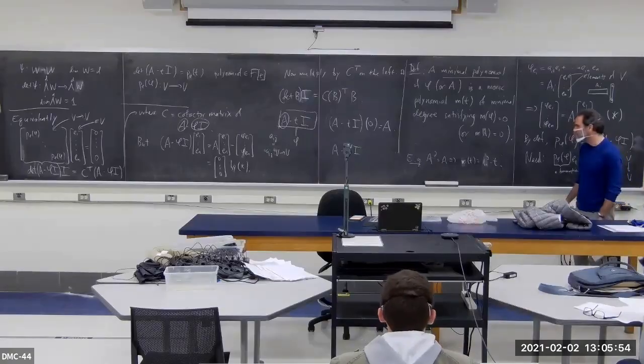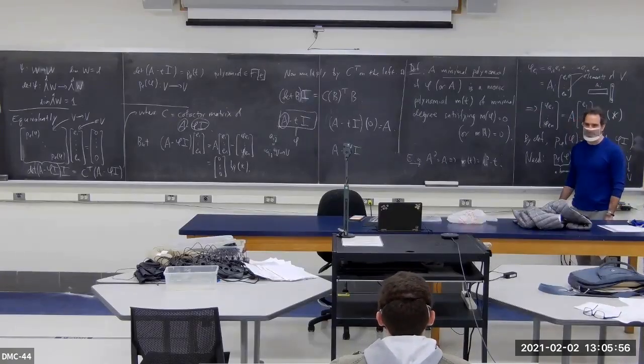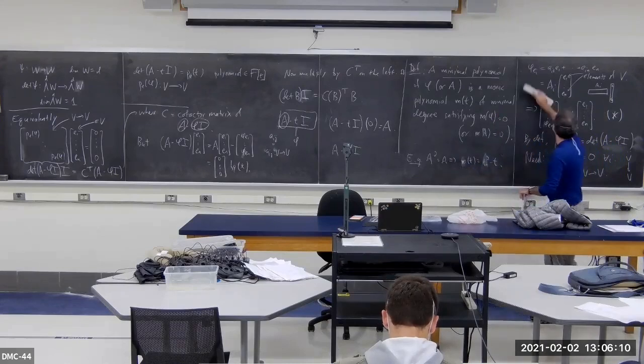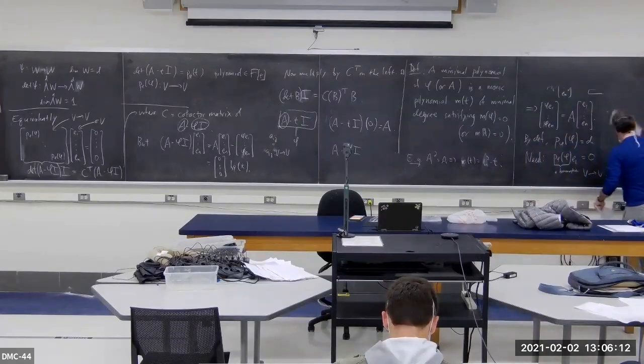Generically speaking, it could be that A is the 0 matrix, in which case the minimal polynomial is just t. Or it could be that A is the identity matrix, in which case the minimal polynomial is actually t minus 1. But generically speaking, this is going to happen.